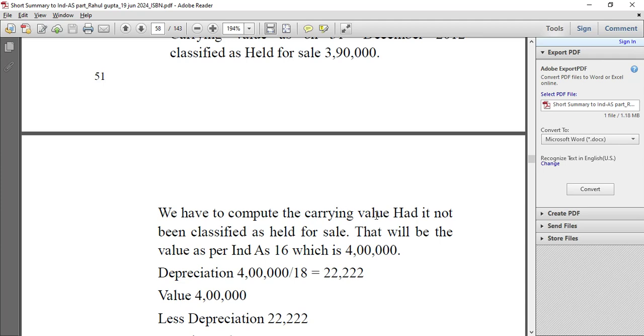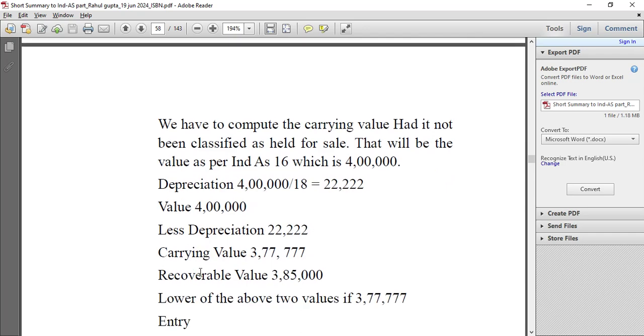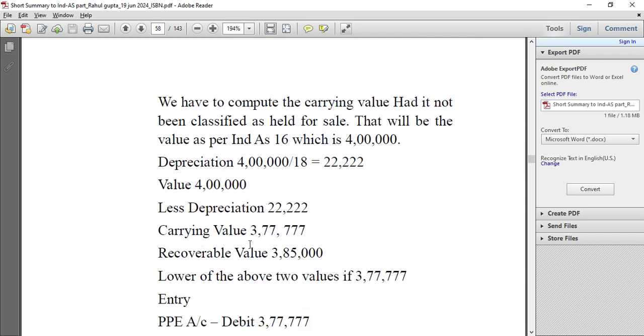We have to compute the carrying value had it not been classified as held for sale. That will be the value as per Ind AS 16, that is 4 lakh. Depreciation 4 lakh divided by 18, 22,222. Value 4 lakh less depreciation 22,222. Carrying value 3 lakh 77,777. Recoverable value is 3,85,000.